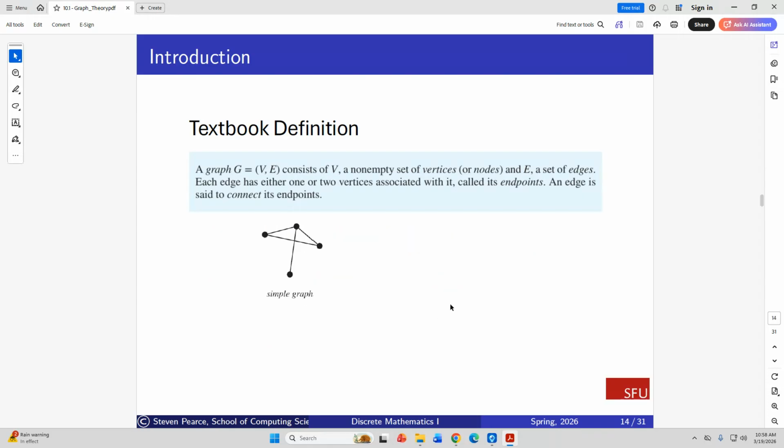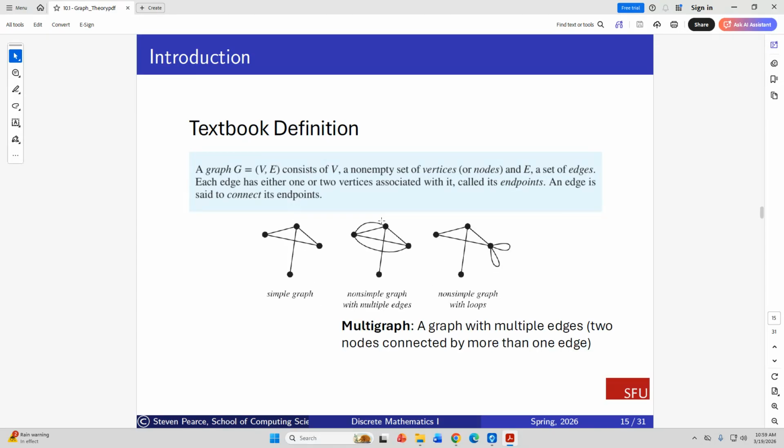Okay, this is a simple graph. Simply, it has no loops. It has no double edges. That's as simple as it gets. That is not a simple graph: it has multiple edges. This one has loops. So you have multiple edges or loops.